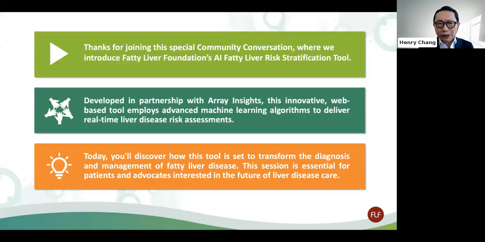So what we're going to be doing today is to once again focus on the partnership that we developed with Array Insight on the web-based tool, which employs advanced machine learning algorithms to deliver real-time liver disease risk assessments. We hope that by the end of this session, you'll discover how this tool is set to transform the diagnosis and management of fatty liver disease.